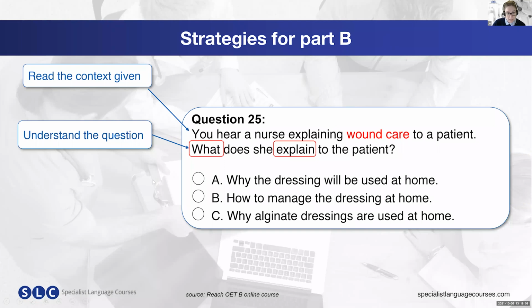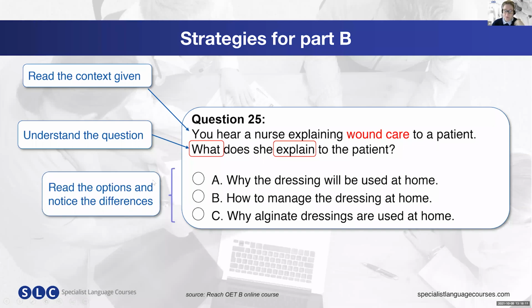And now let's look at the differences between the three options. It's a good idea to underline the key words as you're reading to focus you on the main points and the key words. So the first one is she's explaining why the dressing will be used at home. B is specifically talking about how to manage the dressing at home, as in what to do. And then C is very similar to A, but specifically alginate dressings.